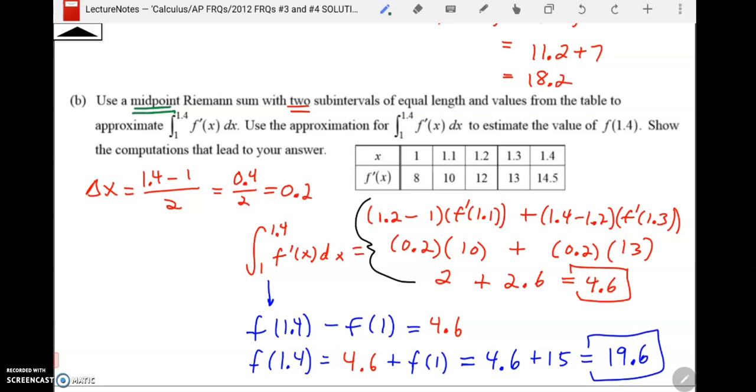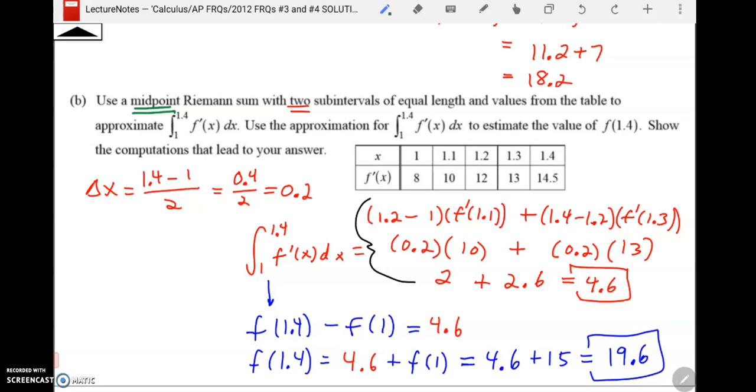So width times length, or base times height, is 0.2 times 10, which is 2, and 0.2 times 13, which is 2.6. Again, this question was no calculator, so it's tricky to have to do those numbers without one. Unfair, right? So 4.6 represents the integral from 1 to 1.4 of f prime of x dx, the integral they ask you to find. And that is worth maybe 1 point on its own.